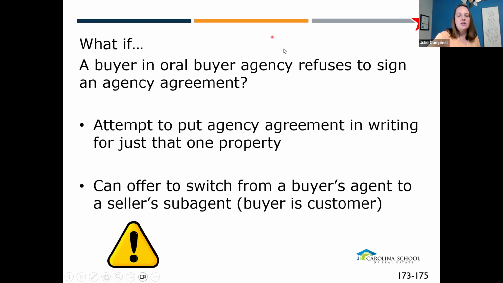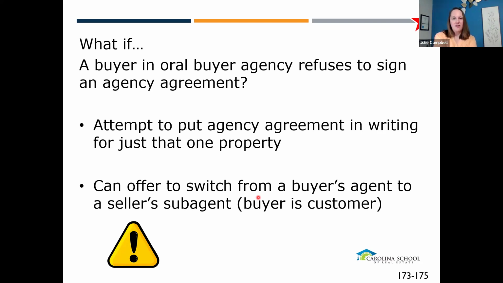But we also need to explain in writing or follow up with an email that if I downgrade this buyer, you're no longer my client, you're now my customer. And now that you're my customer and I'm hanging out over here on the side with the seller as a seller sub-agent, with all that confidential information I knew about that buyer, I now have a duty to share that with the seller.